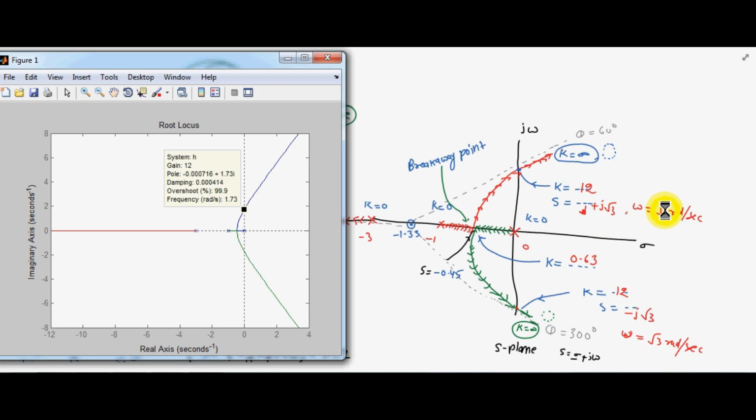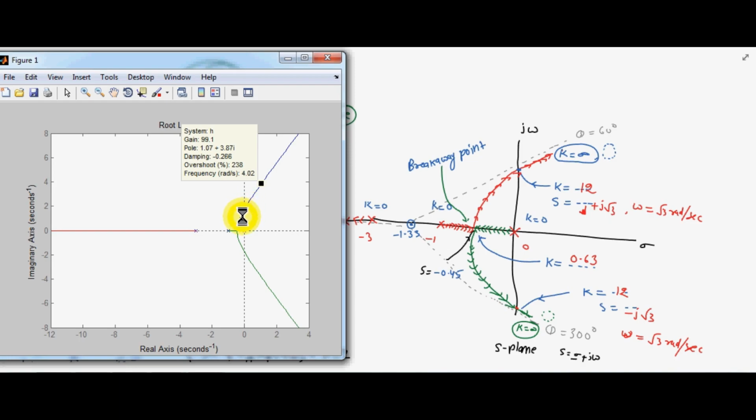What is the value of root 3? 1.73, which means this point is 1.73, our omega m, the natural frequency at this point, in radians per second. When we move our system to this location, the poles are complex but positive, which means the poles lie in the right half of the S plane. From here our system becomes unstable.